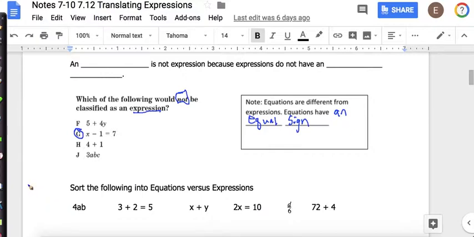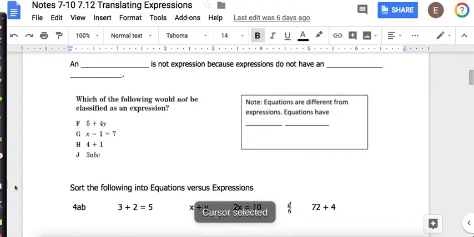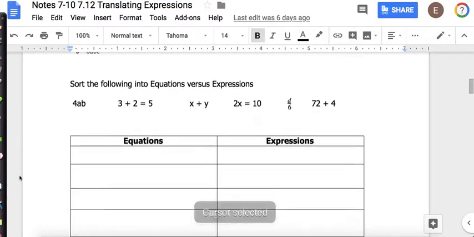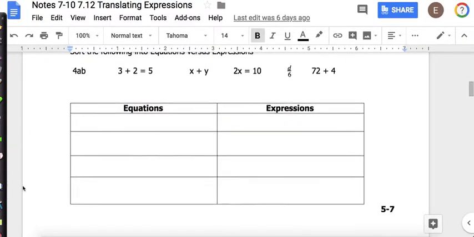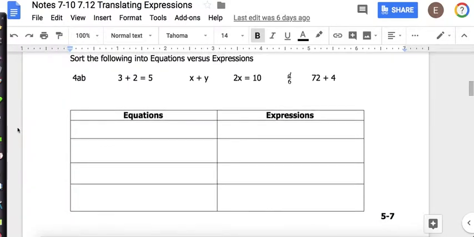So now let's look at the sort. Sort the following into equations versus expressions. If it's an equation, it's going to have an equal sign. If it's not an equation, it won't have an equal sign in this case. And eventually we'll get to inequalities, which is greater than, less than, greater than or equal to, or less than or equal to.